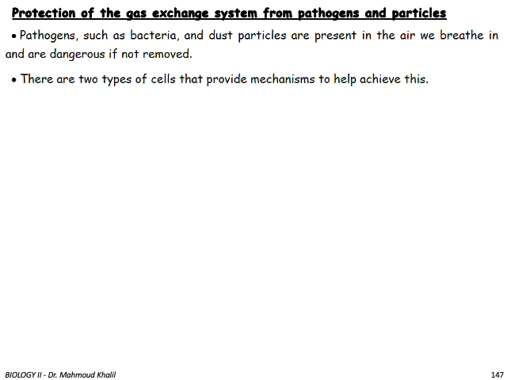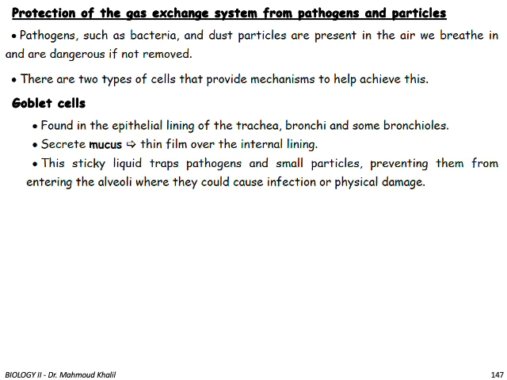So how is the gas exchange system protected from pathogens and particles? Pathogens such as bacteria and dust particles are present in the air we breathe in and are dangerous if not removed. There are two types of cells that provide a mechanism to help achieve this. The first one we are familiar with is the goblet cells. Goblet cells are found in the epithelial lining of the trachea, bronchi, and some bronchioles. They secrete mucus, which forms a thin film over the internal lining. This sticky liquid traps pathogens and small particles, preventing them from entering the alveoli where they could cause infection or physical damage.